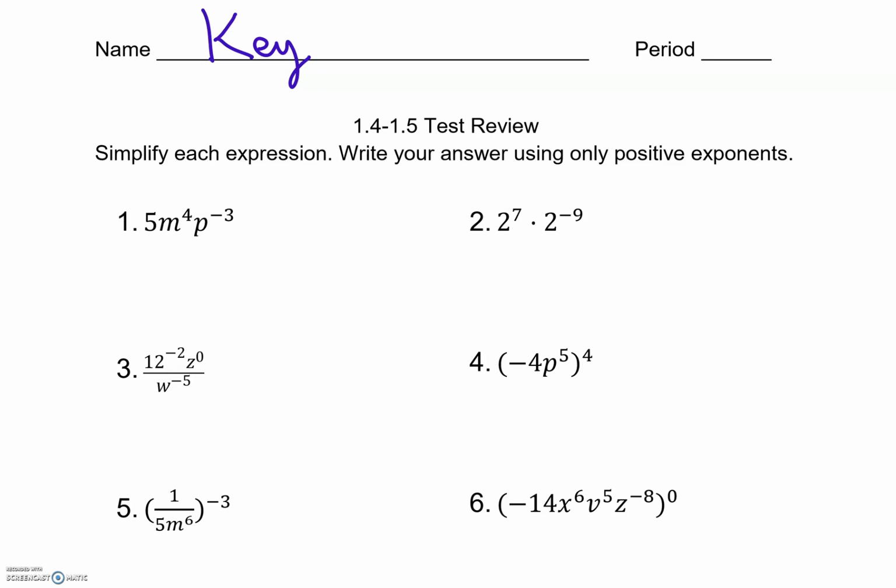All right, here's the video recording of the solution, the answer key for the review. So first thing we need to do is read directions. Simplify each expression, write your answer using only positive exponents.